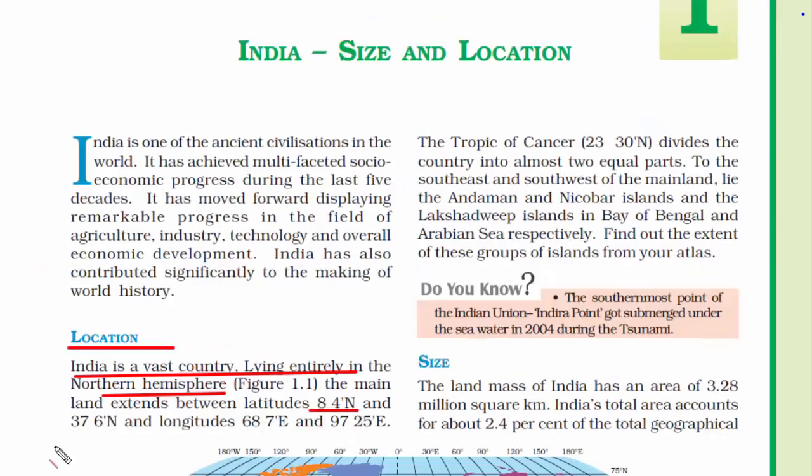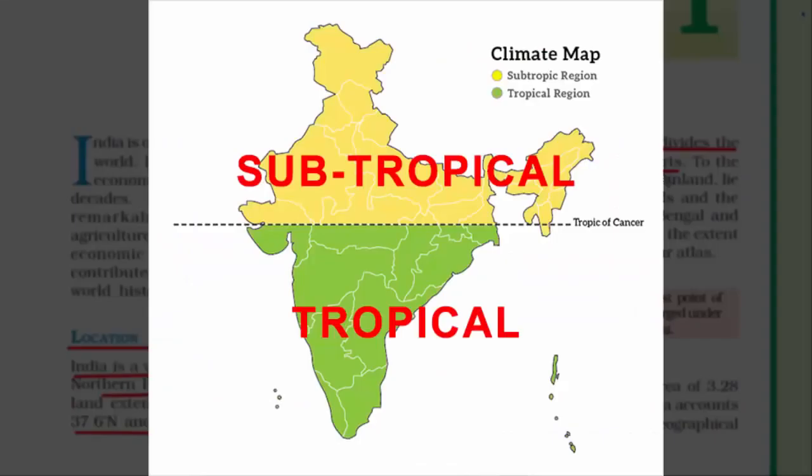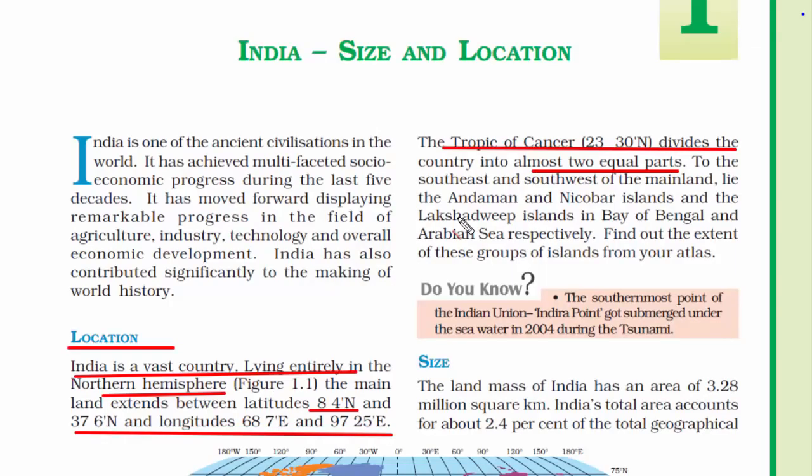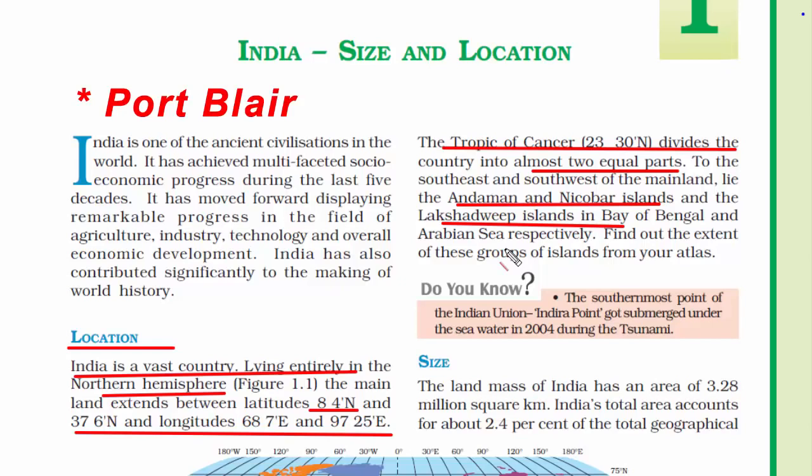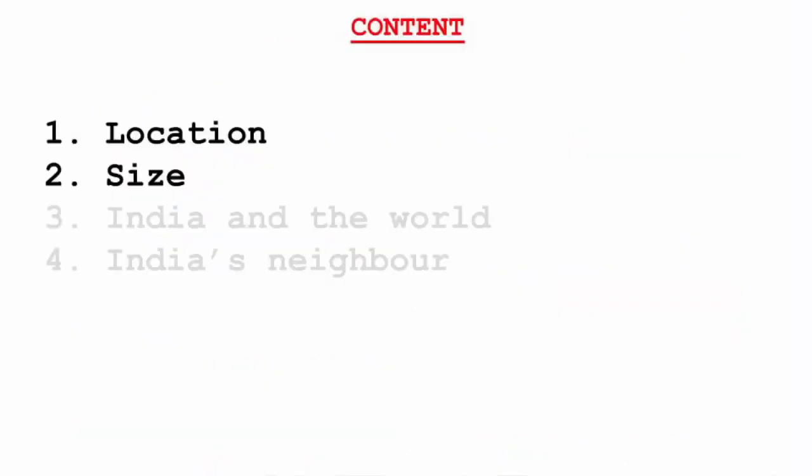So these are the latitudes and longitudes of a country. The Tropic of Cancer divides our country into two equal parts. The part below the Tropic of Cancer is also called tropical region, and above it is called subtropical region. In southeast and southwest, we have Andaman and Nicobar and Lakshadweep Islands. And the capital of Andaman and Nicobar Islands is Port Blair. And the capital of Lakshadweep is Kavaratti. Remember this.